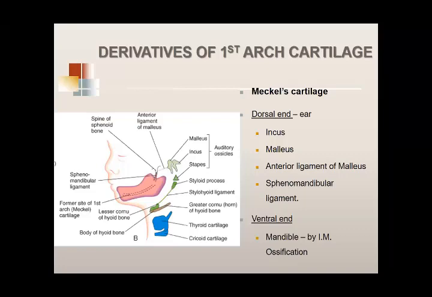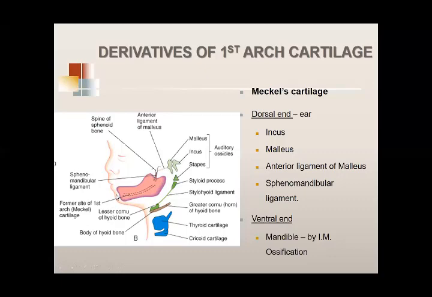अब देखते हैं कि first arch की cartilage से what does develop. ये देख लीजिए, this is the developing head and neck. अब ये जो Meckel's cartilage है ना, this is how it is lying here. So this would be the dorsal end of the Meckel's cartilage, and this is the ventral end of this cartilage. ये सारी cartilage है, dorsal end और Meckel's cartilage का ये ventral end.